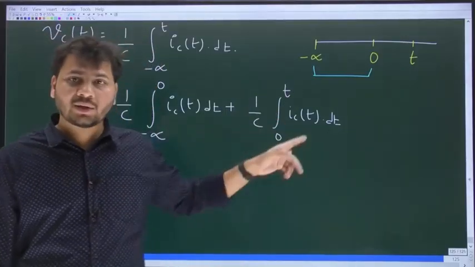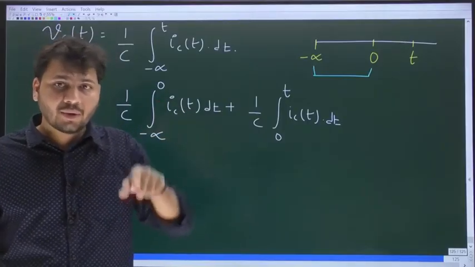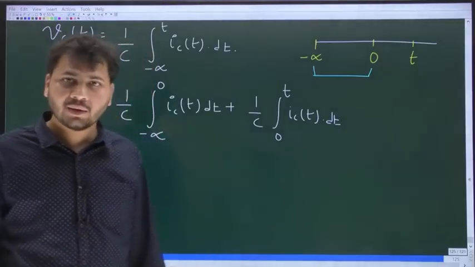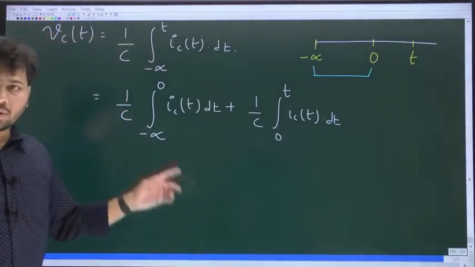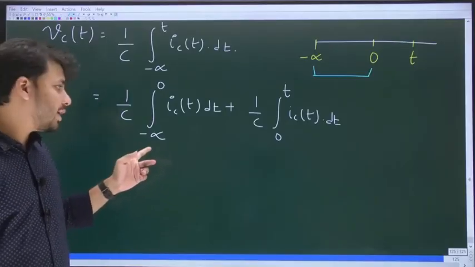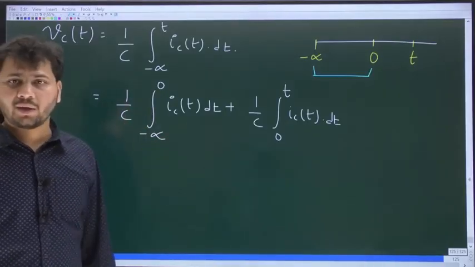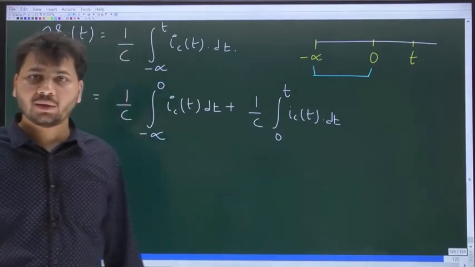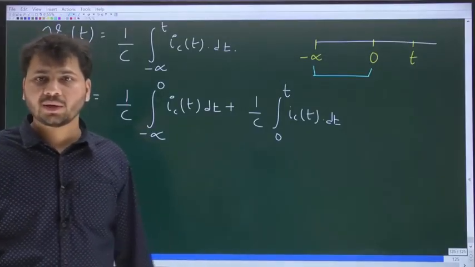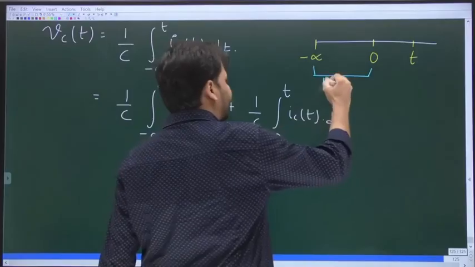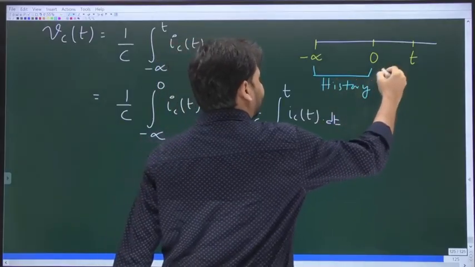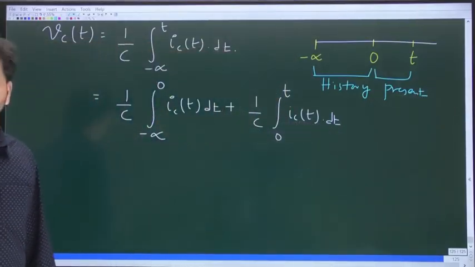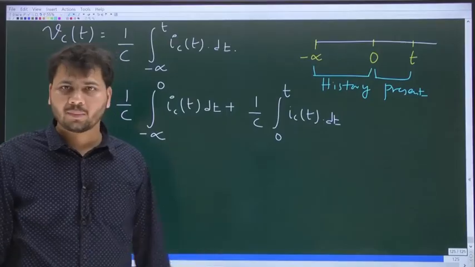0 to t, is it history or present? Circuit starts at t equal to 0. T greater than 0 is present. T less than 0 is past or history. Okay, look at the first term, 1 by c integral minus infinity up to 0 Ic of t dt. This first term represents the history of the capacitor. This one is history. This is present. I hope you are able to understand what I am trying to get at.